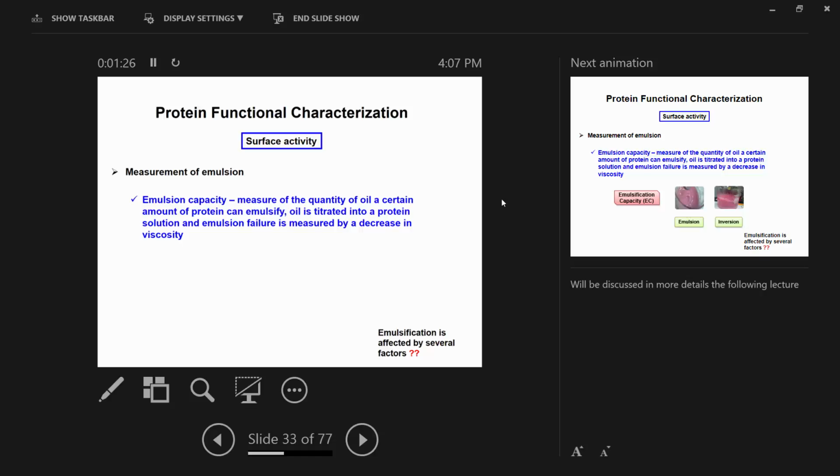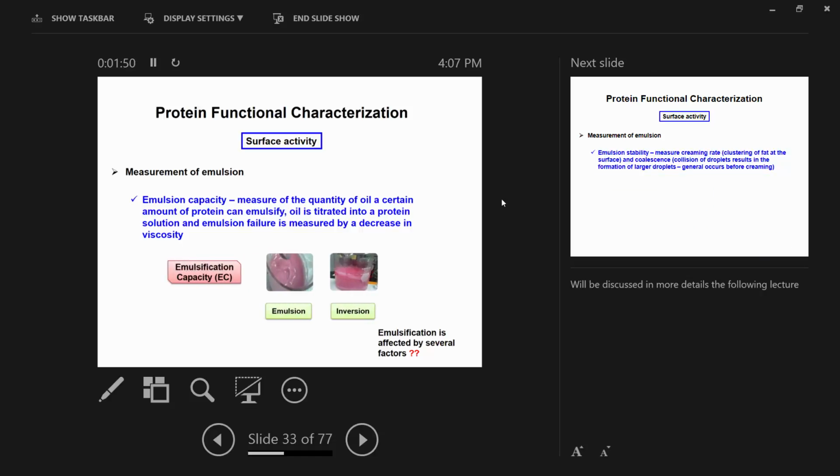So what you do is you will be titrating oil into a solution of a protein. You prepare a protein solution at 1% protein, and then you titrate oil and you homogenize. There will be a homogenization tool that you will use, and then an emulsion will form. So you will have something like this. So the emulsion and the oil, we put Sudan red in it so that you can see the emulsion when it forms and when it breaks.